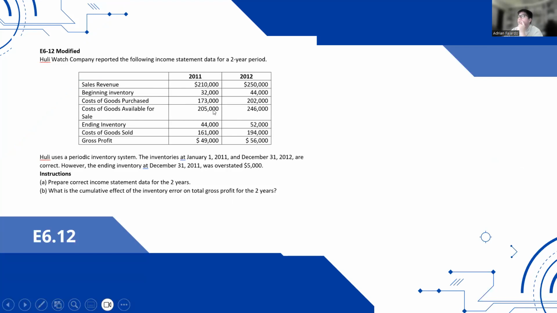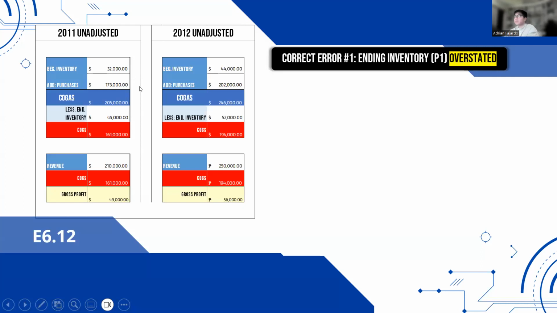So ano nangyari? The ending inventory at December 31 was overstated by 5,000. So what is the cumulative effect on the inventory on the total gross profit for the 2 years? So let's look. Ito yung itsura nila. Ano yung nagbago? We just have a gross profit extra. Pero alam rin natin na yung COGS nito is just derived from here.